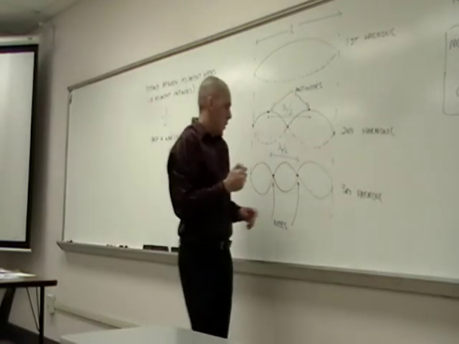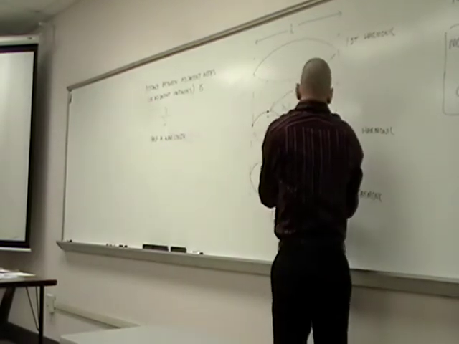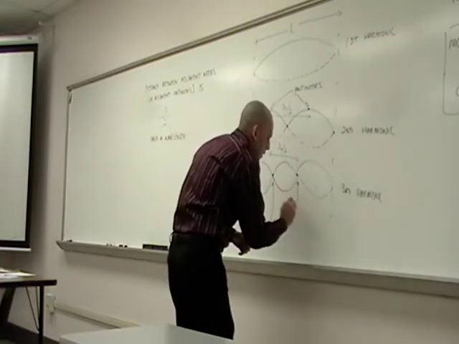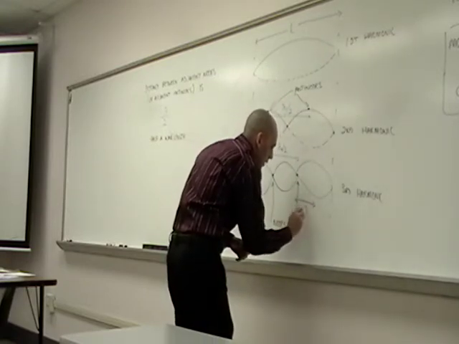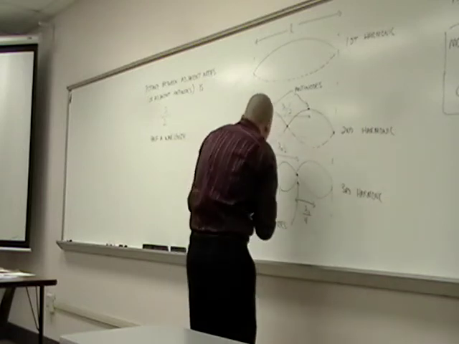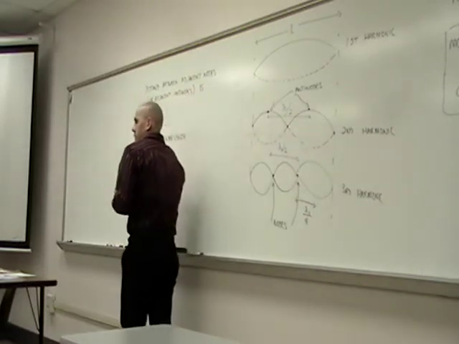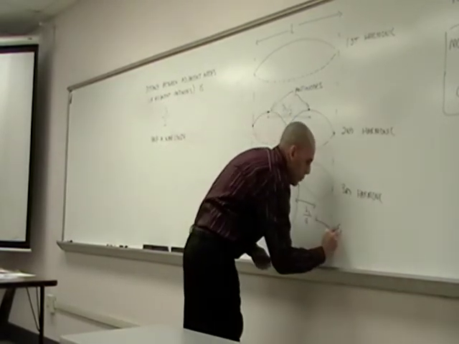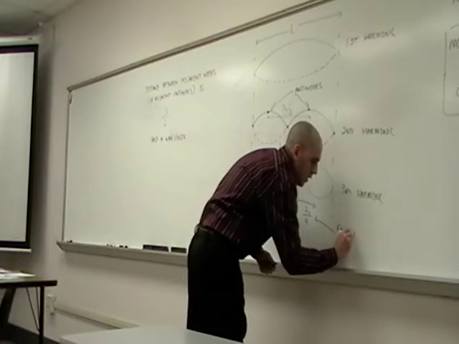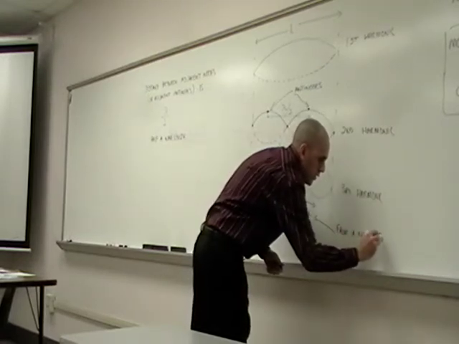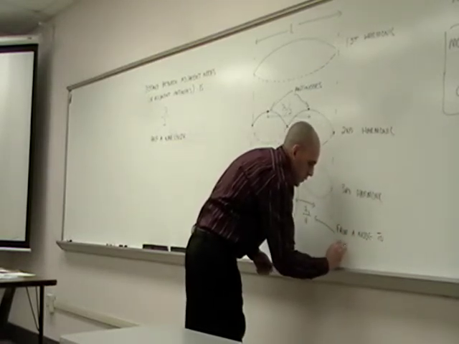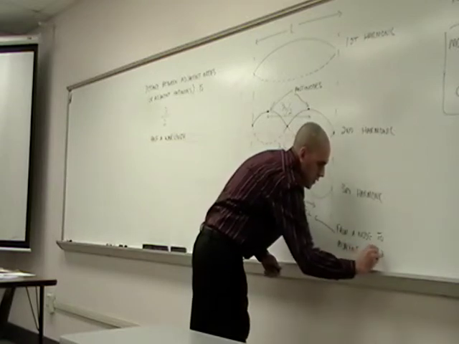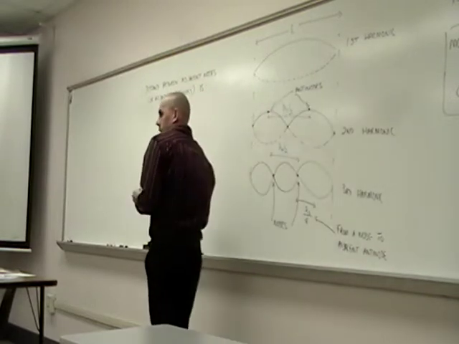So from a node to an adjacent antinode, this distance from here to here would be lambda over 4. This part right here is from a node to an adjacent antinode. Those are always separated by a quarter wavelength.